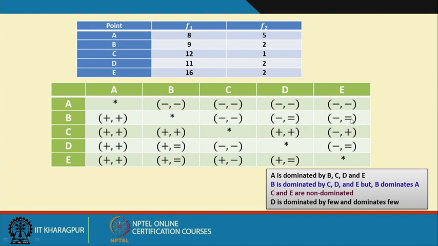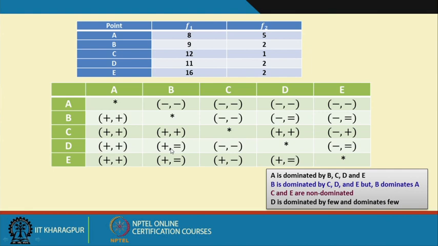Okay? And similarly for E, and C and D, if we compare C and E, you see C and E, these are non-dominated to each other, because all are having either plus or equality. If both are equal, equal preferable. If plus, preferable. That is why we cannot really compare in general here C and E. And what about D? D is dominated by few and dominating few.